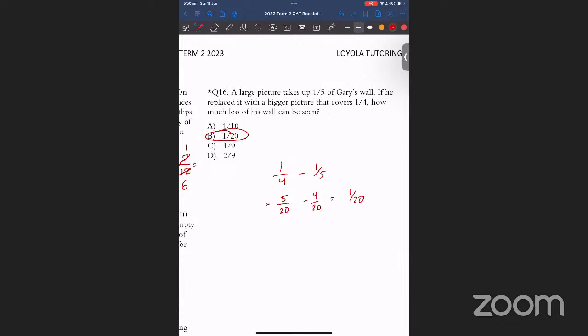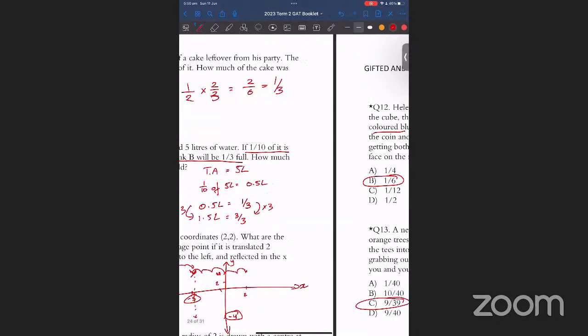I have another way of doing it. Okay, that's okay. This is the simplest version, guys. For the previous question, was the answer C or D?